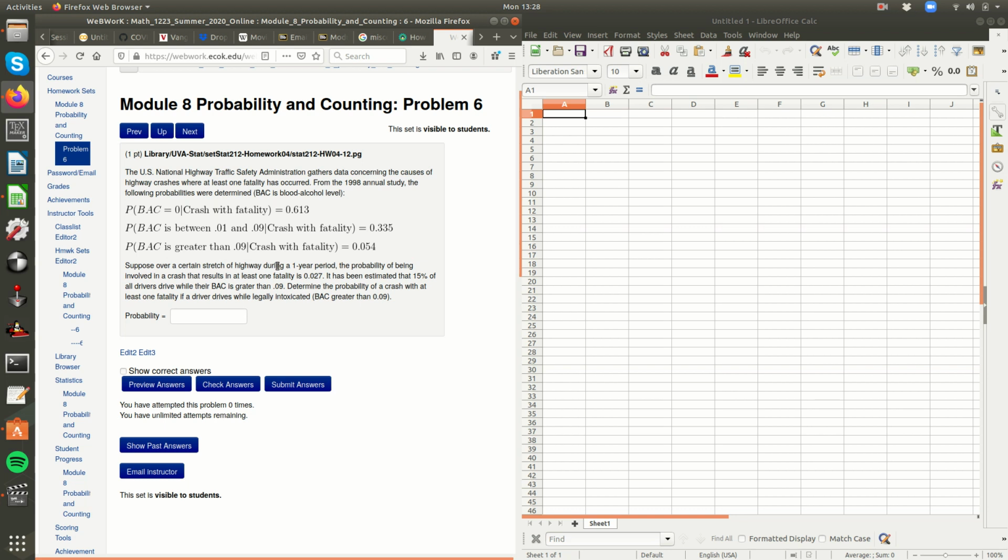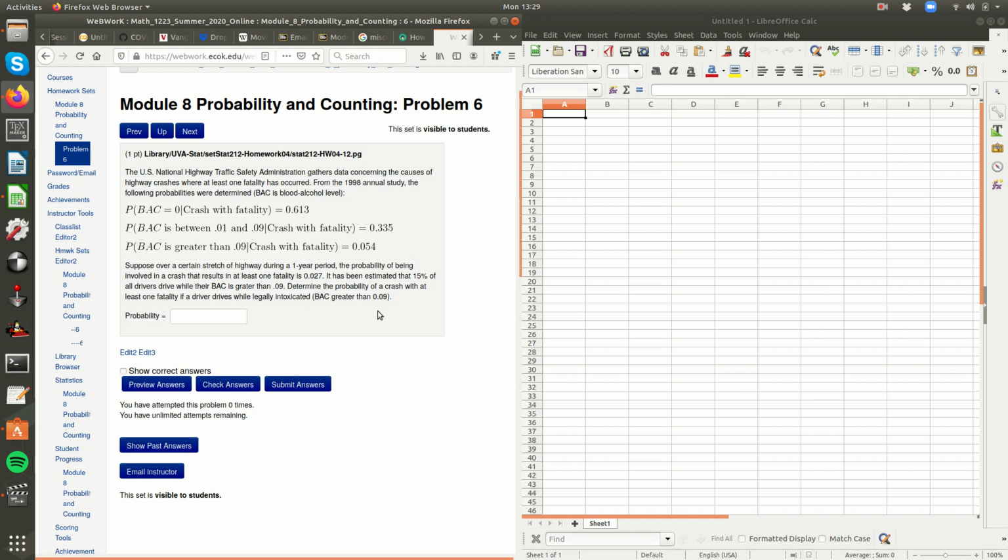Suppose over a certain stretch of highway during a 1 year period, the probability of being involved in a crash with at least one fatality is 2.7%. It has been estimated that 15% of all drivers drive while their BAC is greater than 0.09. Determine the probability of a crash with at least one fatality if the driver is legally intoxicated, greater than 0.09.